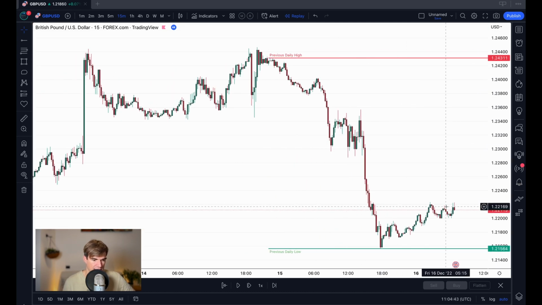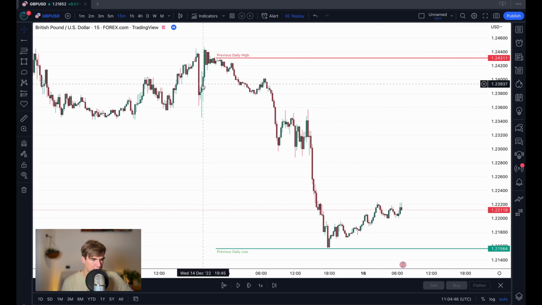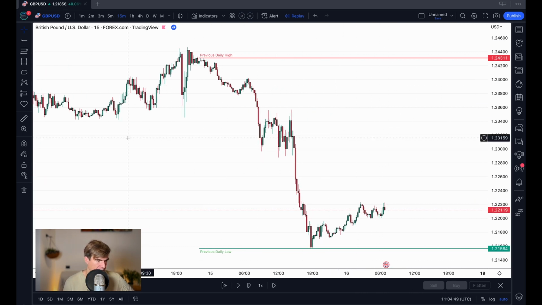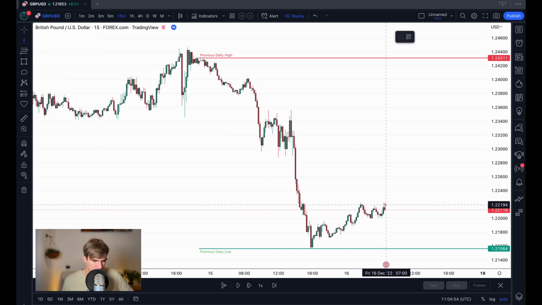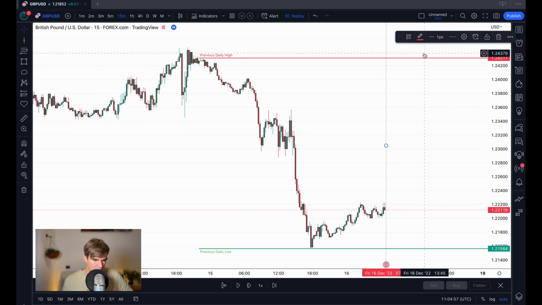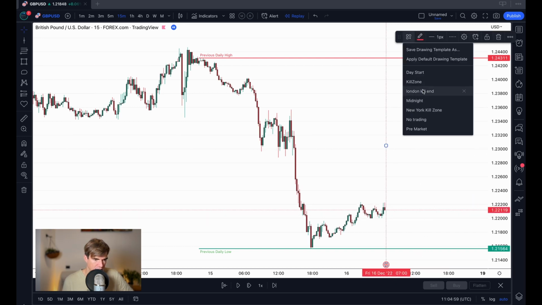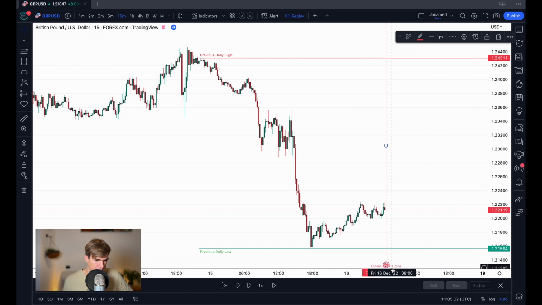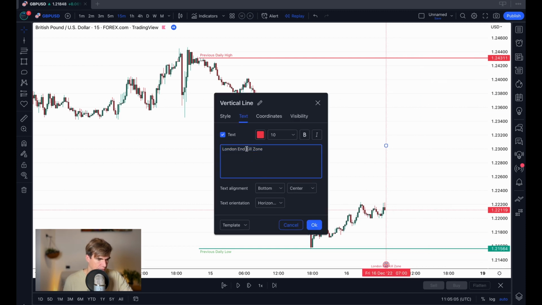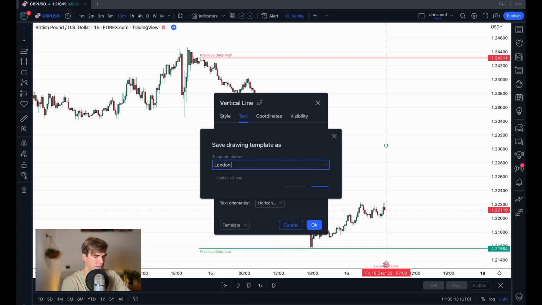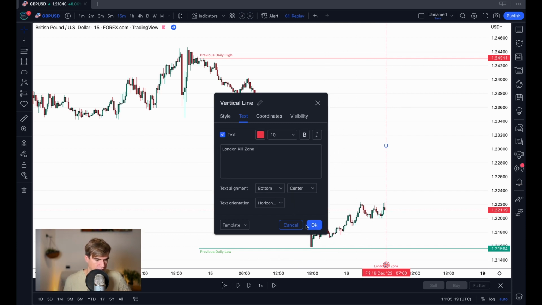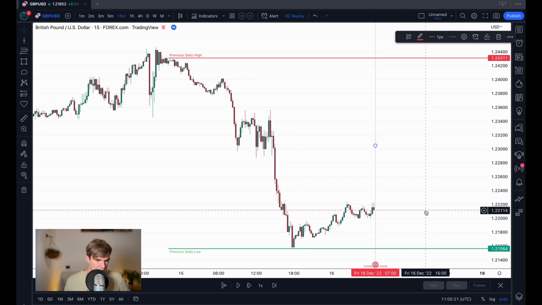And this is 7 a.m. So this is what I saw on the 15-minute. And as you know, with any ICT trading, we're going to introduce some lines that are going to help us identify the kill zone. So the London kill zone, I'm just going to change that to London kill zone. Save that as London kill zone. And now we have a nice line that we can identify where it starts.